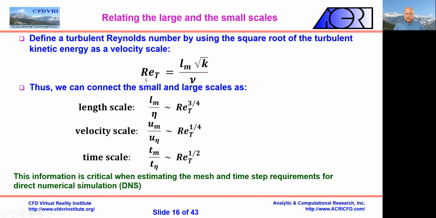So if we define a turbulent Reynolds number, which is the Reynolds number for turbulence, based upon these large scales or macro scales, then we get Lm root of kappa, which is velocity, and then viscosity. So here are the relations between the length, time, and velocity scales. Length scales are proportional to the 3/4 power of Reynolds number, velocity to the quarter power, and time to the half power. This information is critical when estimating the mesh and time step requirements. This quantity, the 3/4 here, is very crucial.